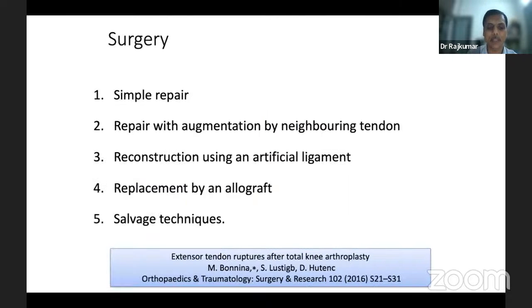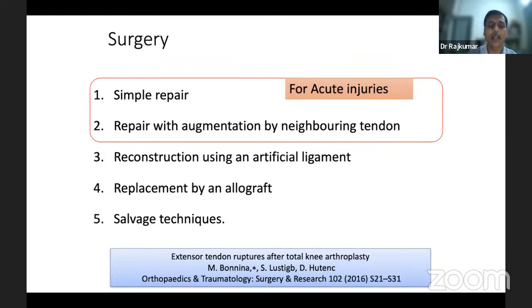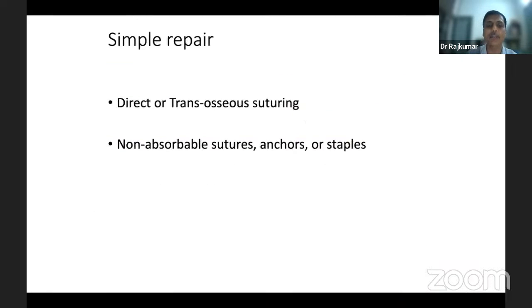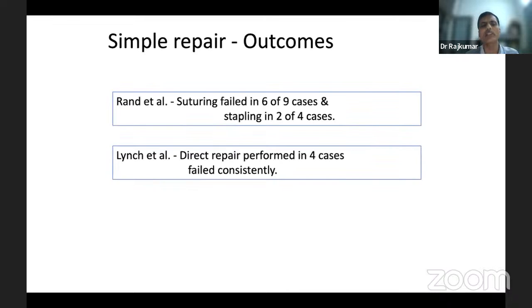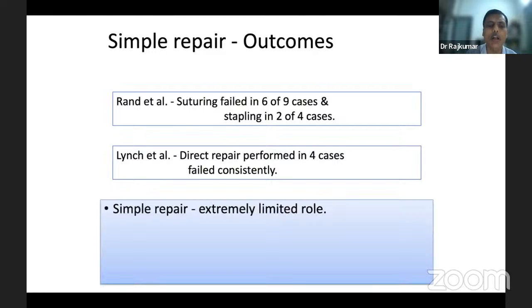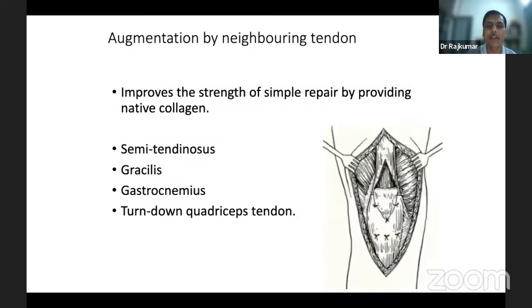Then sometimes if it is ruptured, you have to augment it with a tendon graft. So you have to be very careful not to injure it or not to rupture it, which is not very common. Simple repairs are not at all advisable. It doesn't give much results. So whatever the literature says, direct repairs are never sufficient. You have to augment it with some sort of graft.